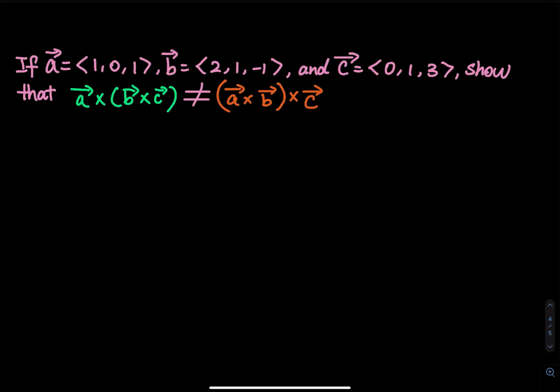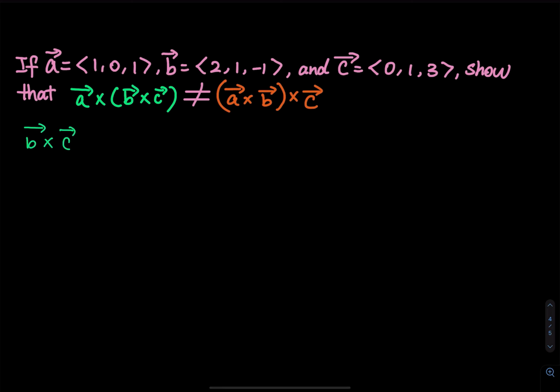This is a cross product problem. I am trying to show that this green cross product is not equal to this orange cross product. We have three vectors A, B, and C. A is 1, 0, 1, B is 2, 1, negative 1, and C is 0, 1, and 3. Okay, for the green cross product, since there is a parenthesis, we do the parenthesis first.